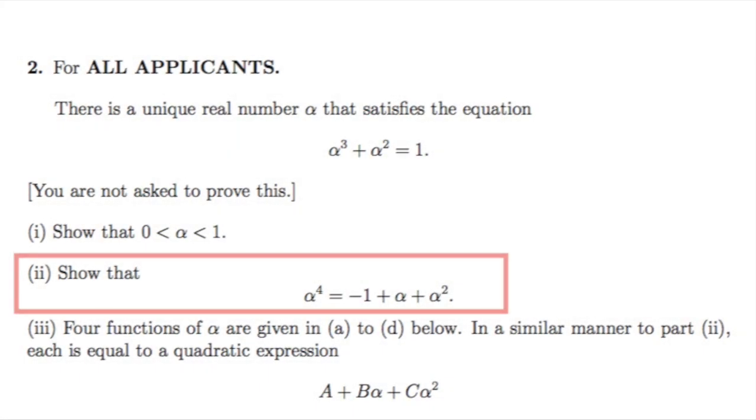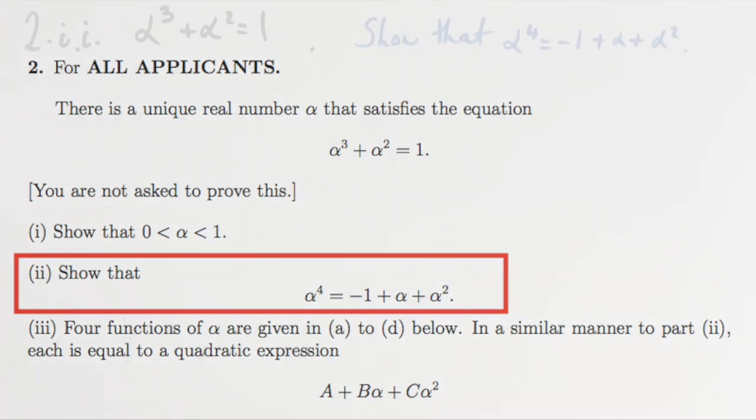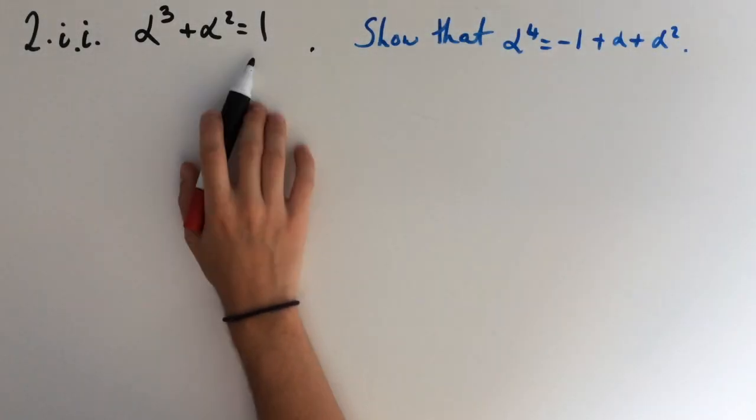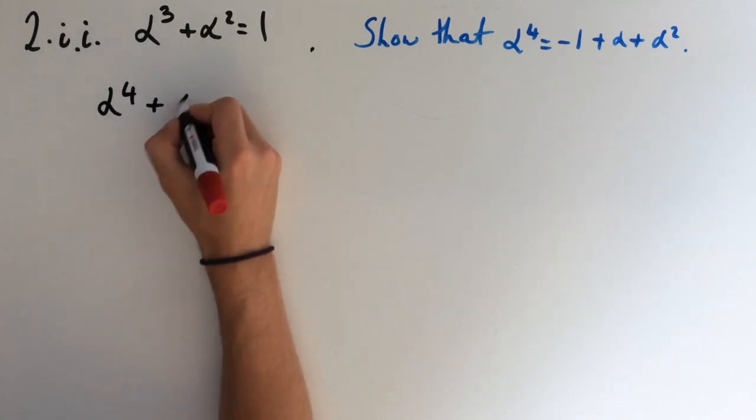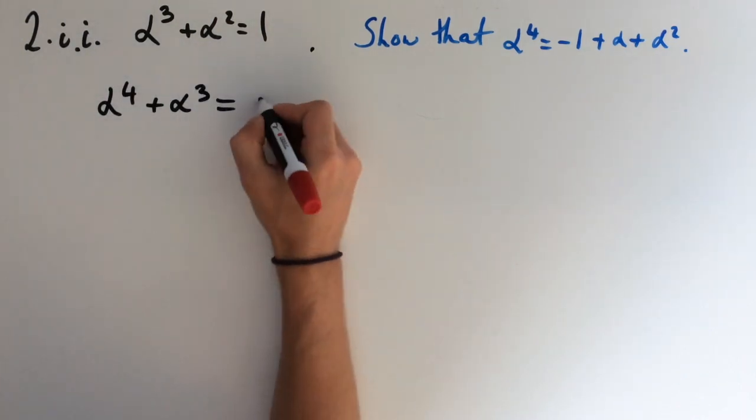Now for part II, we need to show that alpha satisfies the equation alpha to the power of 4 equals minus 1 plus alpha minus alpha squared. Okay, so let's start by multiplying this equation through by alpha. So we're going to get alpha to the power of 4 plus alpha cubed equals alpha.